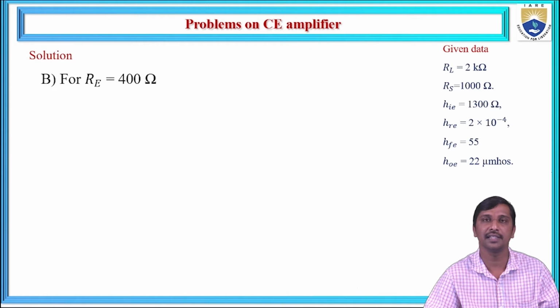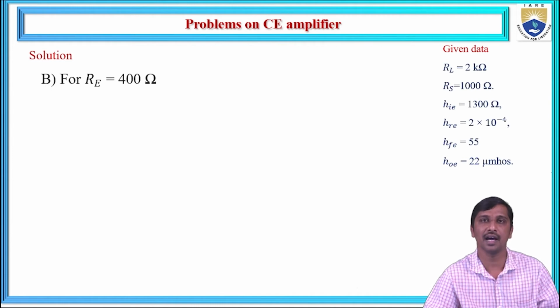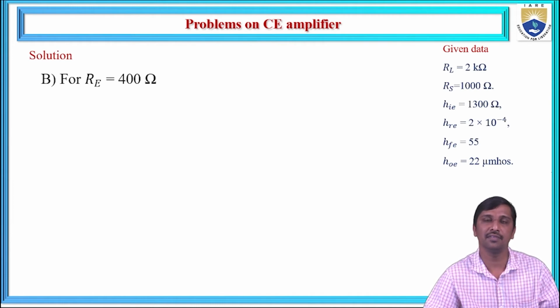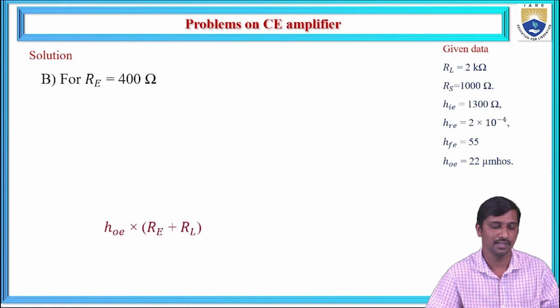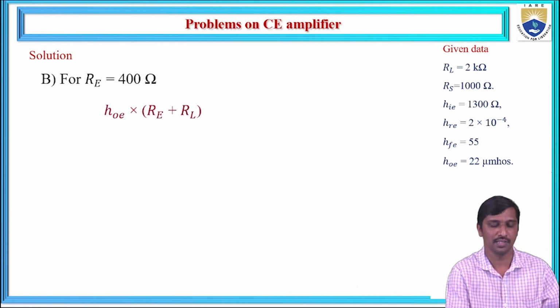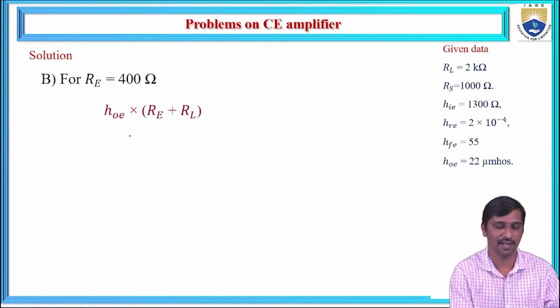But here we are considering the RE, that is the reason we are going to consider the factor hoe times of (RE plus RL). If the value is less than 0.1, then we go for approximate model analysis. Otherwise, we need to choose exact model analysis. Hence, now first I'm going to find out this hoe times of (RE plus RL) factor.